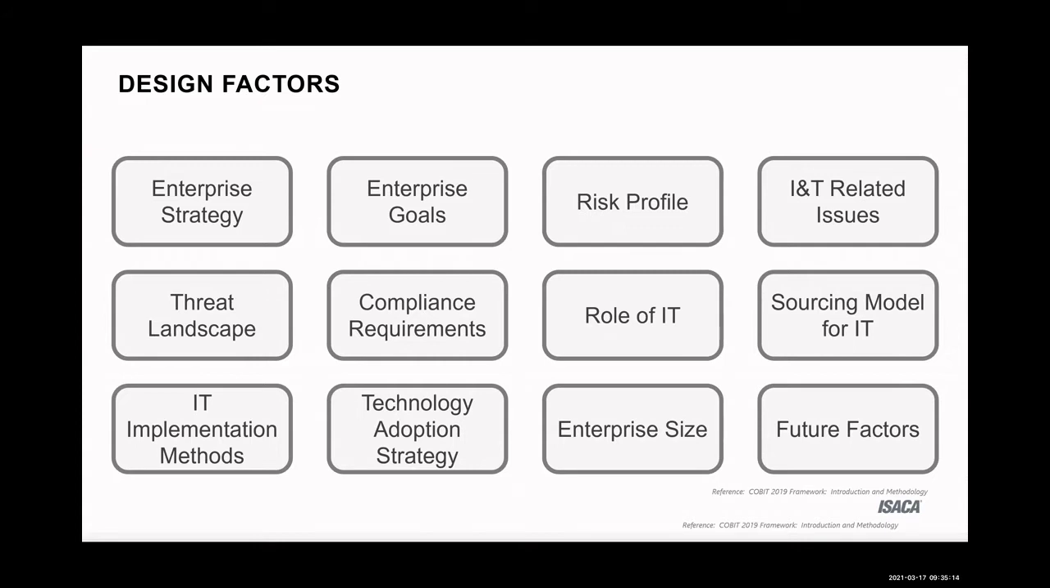So the first thing I said was, well, let's look at your enterprise strategy. Look up there in the top left. Right? This organization said, hey, we want to grow. We want to be very aggressive in our growth. Do you think that might have something to do with which one of those governance and management objectives seems to be most important? Absolutely.